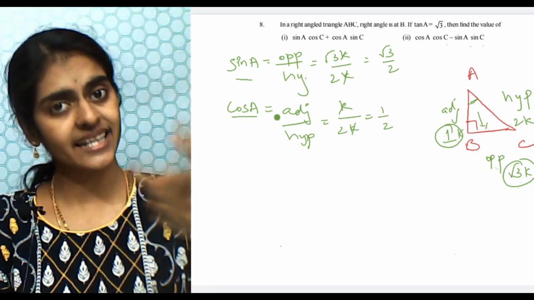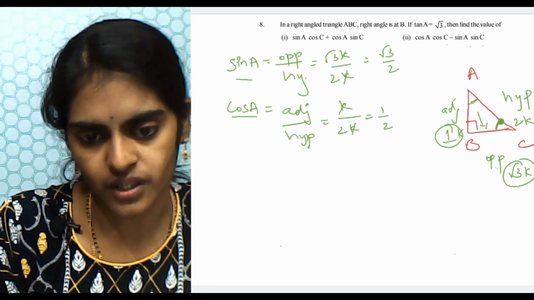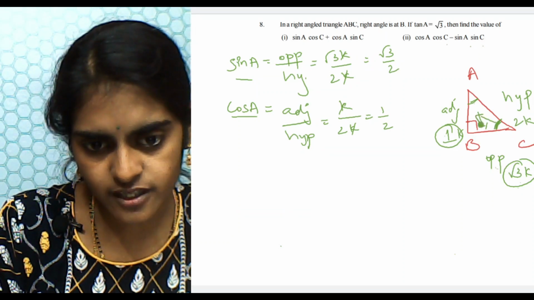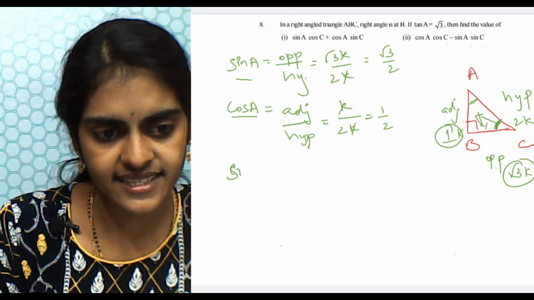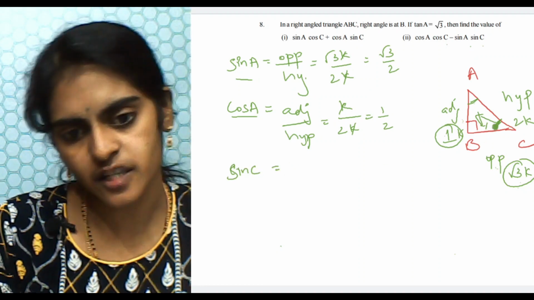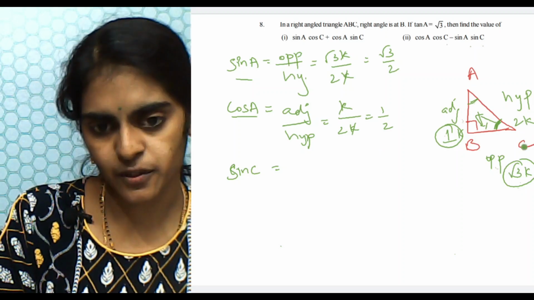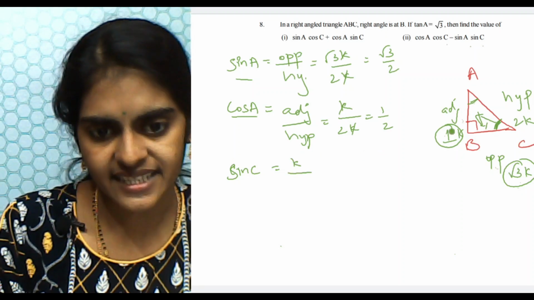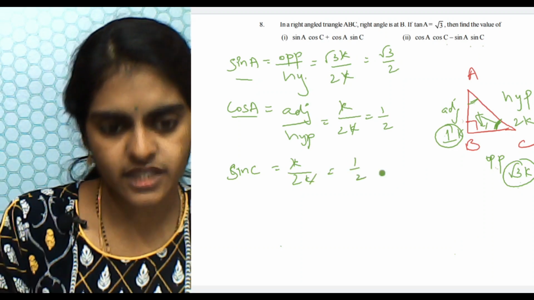Now I want sin C and cos C. That means with reference to this angle I want them. With reference to this angle, this is the opposite side. So let us find sin C. Sin C is opposite side AB divided by hypotenuse AC. The opposite side is K units and this is 2K. So K and K get cancelled. So this is 1 by 2.